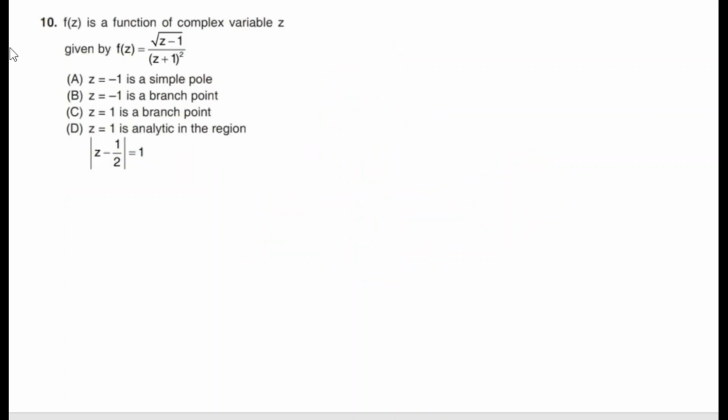What does the next question say? If f(z) is a function of a complex variable z, given by f(z) equal to square root of (z minus 1) divided by (z plus 1) whole square. The options are: z equal to minus 1 is a simple pole, z equal to minus 1 is a branch pole, z equal to 1 is a branch point, z equal to 1 is analytic in the region. Let us solve this.